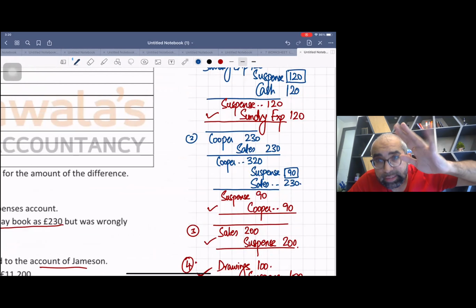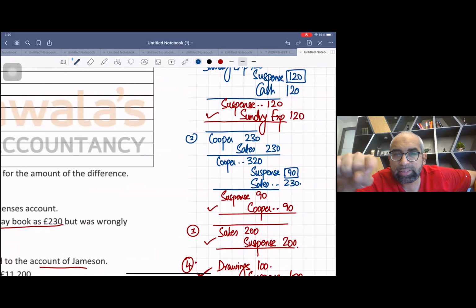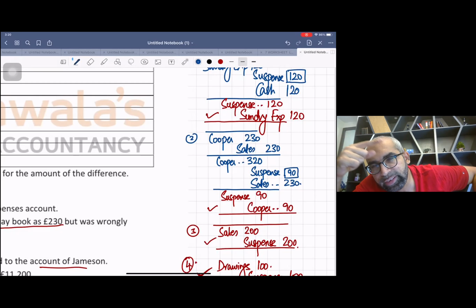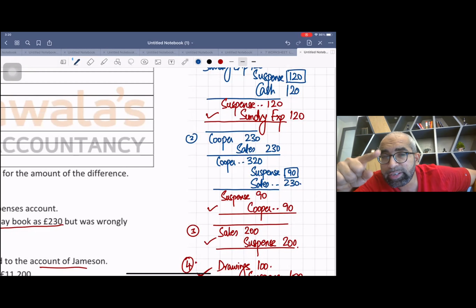Listen to me, this correcting entry should be posted in the trial balance as well, because we need to correct these numbers. Just think, when there is an error in the sundry expense, we need to correct it in the sundry expense account as well. Not only in the suspense account, a correcting entry is a double entry. So that means these numbers were also wrong.